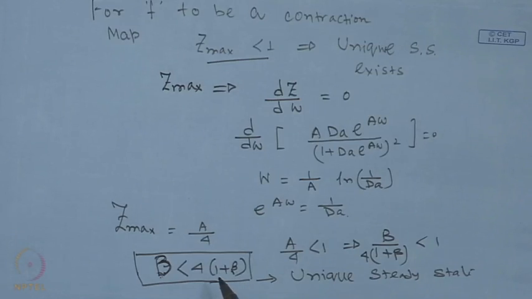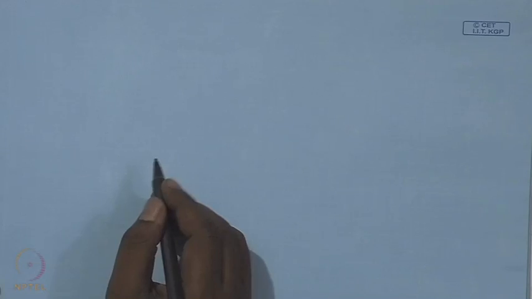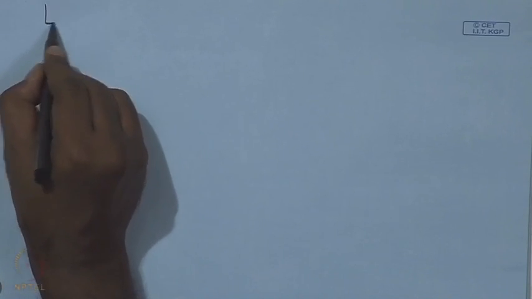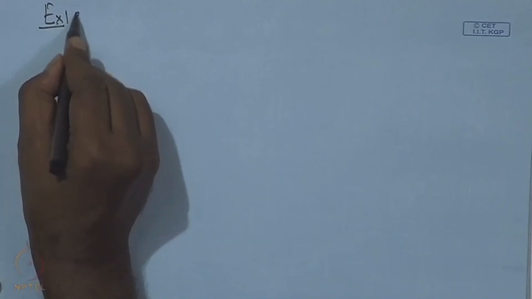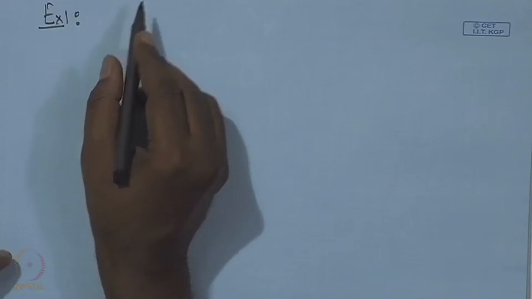that is a continuous stirred tank reactor, which here is a non-isothermal stirred tank reactor, very realistic in nature, and b should be less than 4 into 1 plus beta, for which a unique steady state will exist for this system. Next, I will take up a couple of examples to illustrate the use of contraction mapping further in chemical engineering applications. So, the first example I will be taking up is this one.